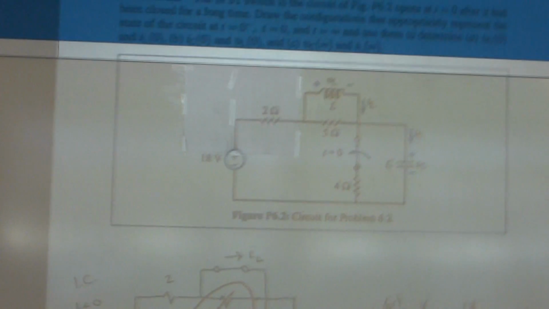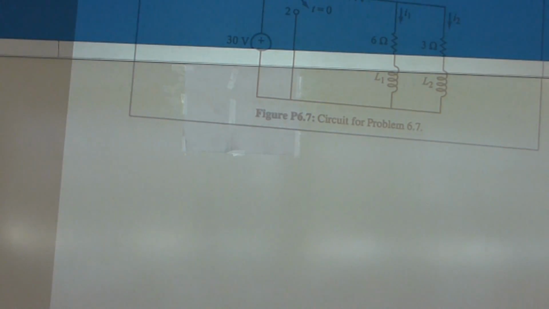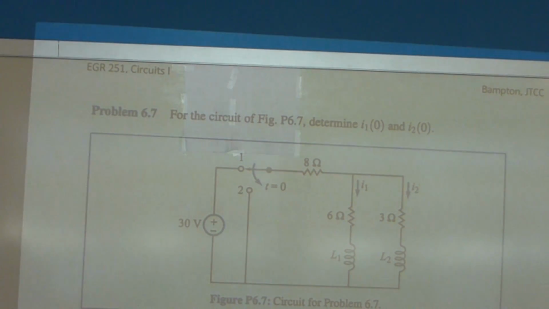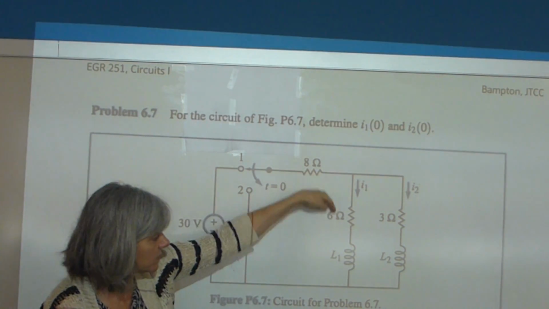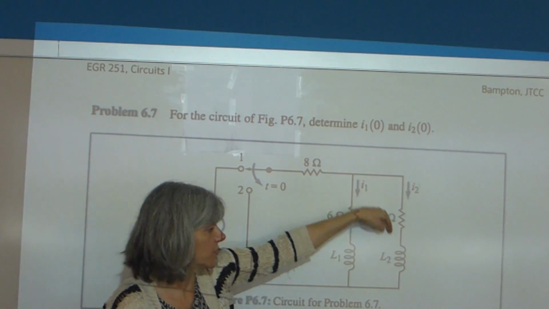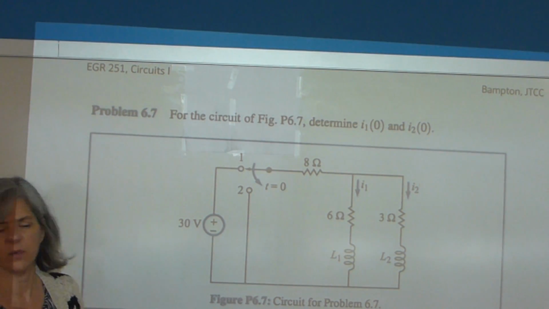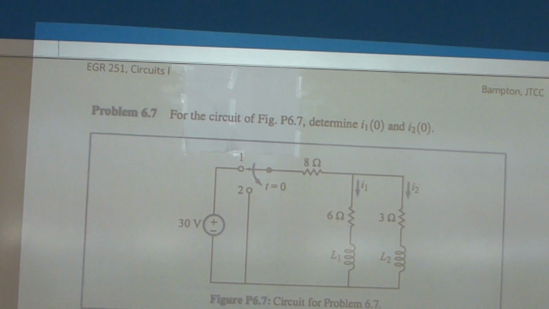Okay, so let's do another one. So here's this one. So again, we just want I sub 1 of 0 going through the inductor and I sub 2 going through the inductor. That's all we need. So maybe I should have done this one first. This one's pretty easy.